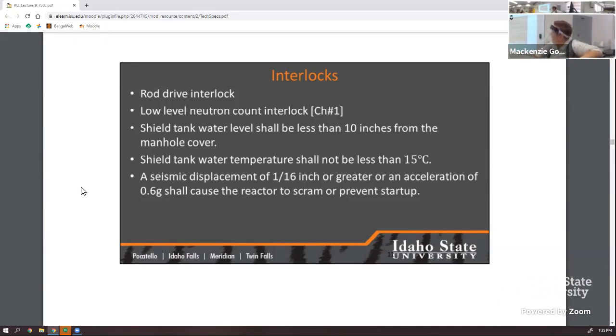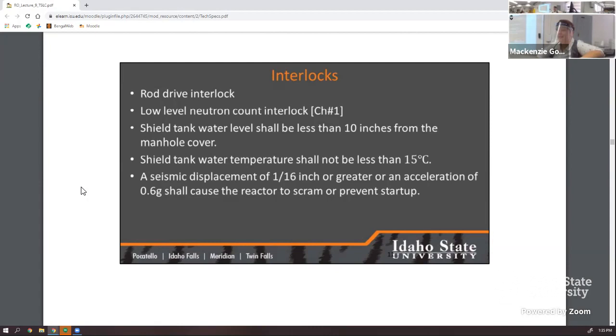Your low level neutron count interlock on channel 1 ensures that you can't start up the reactor without having an accurate read of information at low power, so you don't start putting in too much reactivity too fast. Tucker talks exactly about that, right? At the low levels, you have to get a certain reading so that as you start going up, you don't suddenly hit supercritical and jump up super fast, right? That's what our channel 1 low level interlock is for.